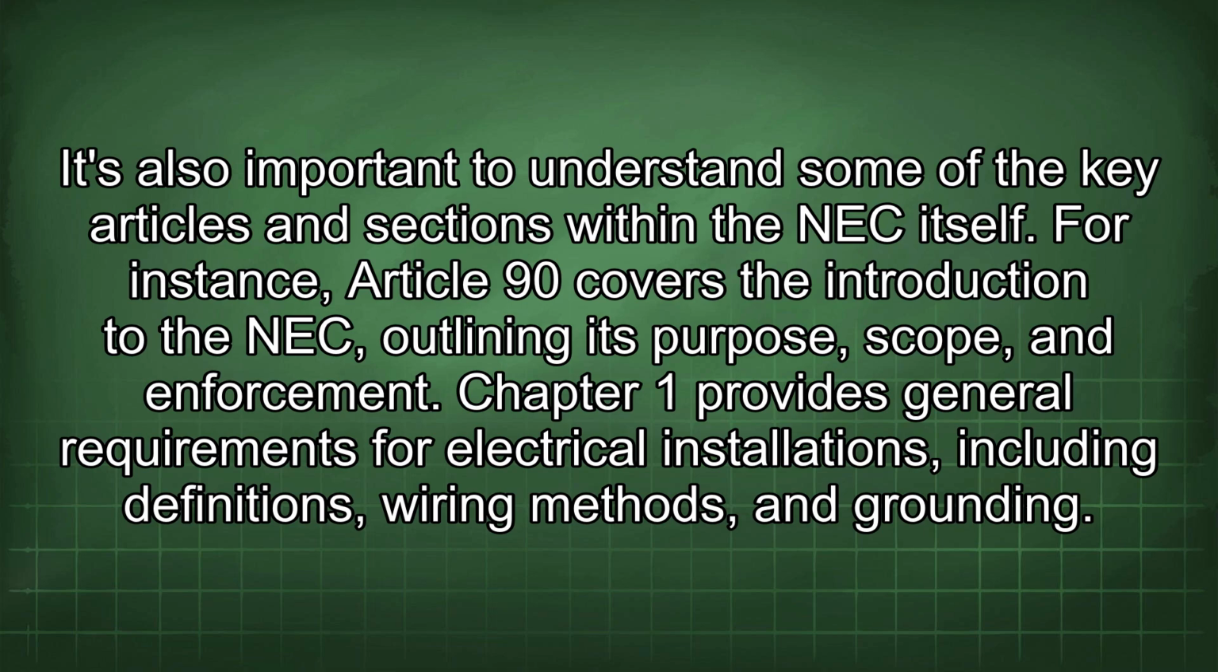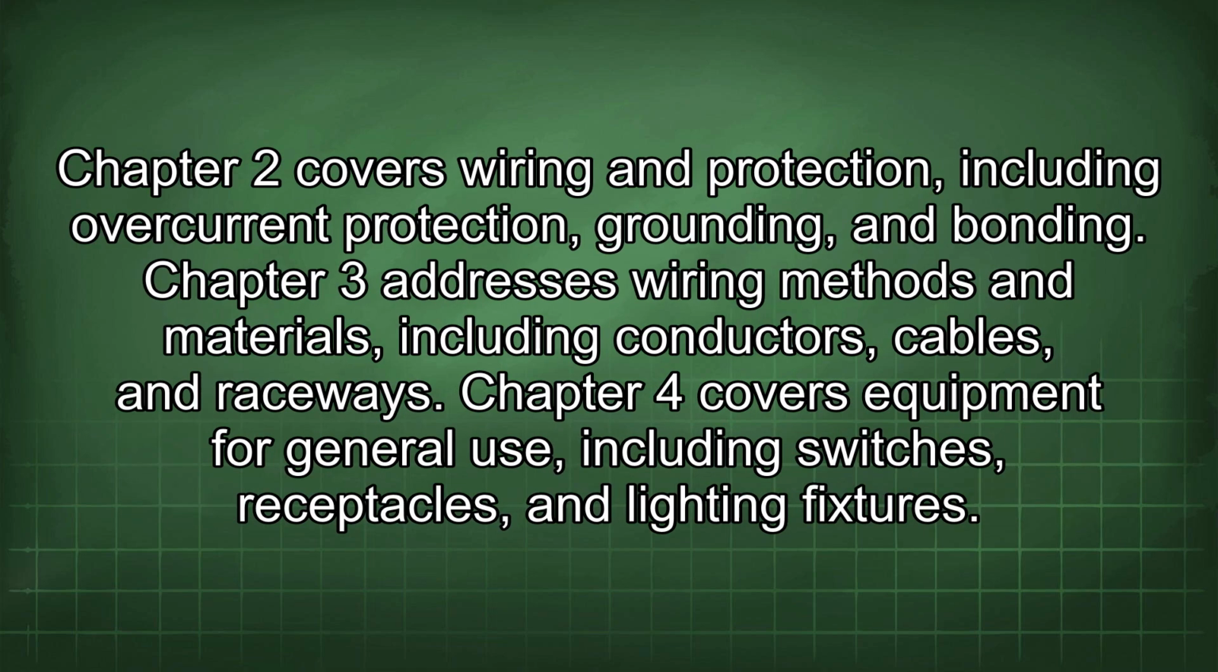Chapter 1 provides general requirements for electrical installations, including definitions, wiring methods, and grounding. Chapter 2 covers wiring and protection, including overcurrent protection, grounding, and bonding. Chapter 3 addresses wiring methods and materials, including conductors, cables, and raceways. Chapter 4 covers equipment for general use, including switches, receptacles, and lighting fixtures.